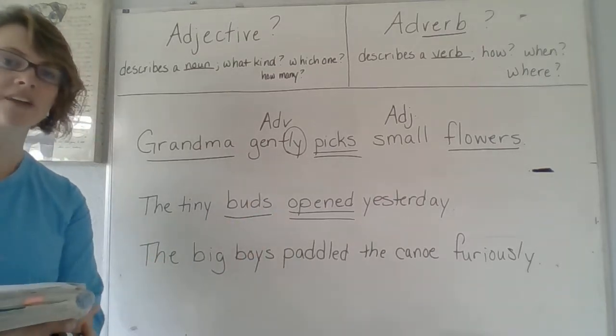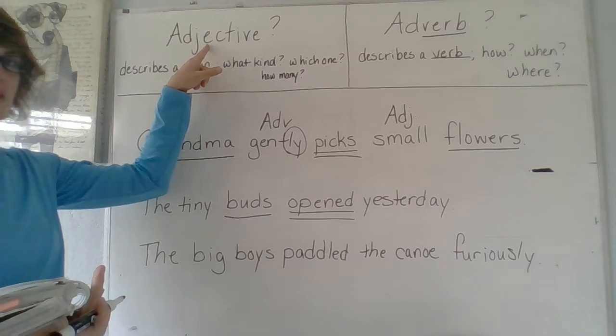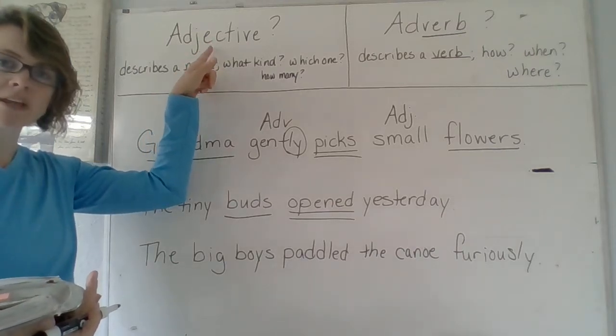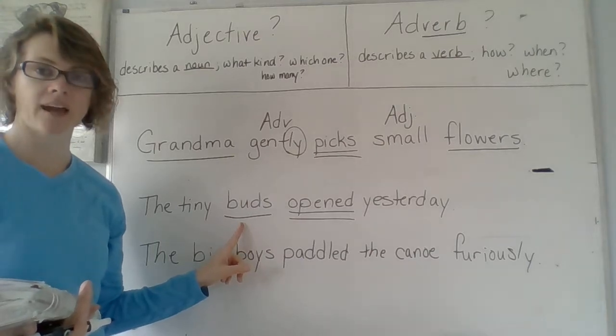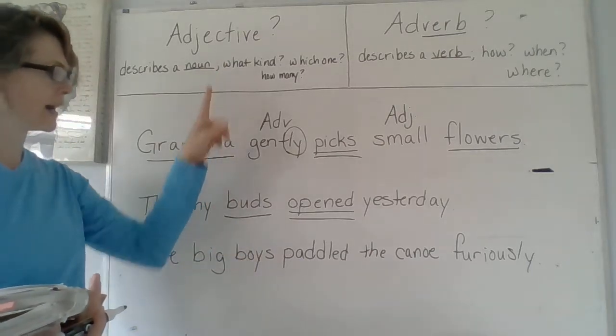So let's go ahead and find our adjective. To find the adjective, we go, ask, get. Where do we go? To the noun. So go to your noun, buds, and ask the adjective questions. What kind of buds?